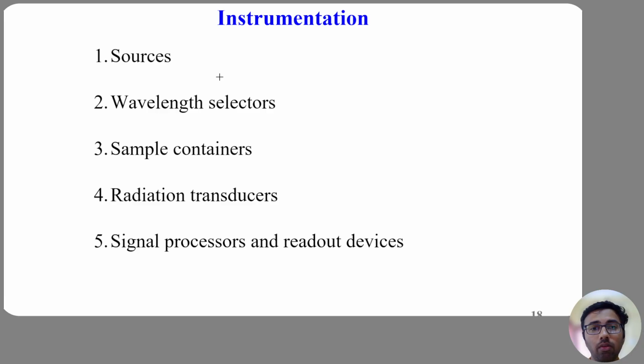This converts photons into electrical signals. And the fifth one is signal processing and readout electronics. These systems amplify signals, remove noise, and finally generate the absorbance spectrum. Over the next few lectures, we will dissect each of these components in detail. Today, we begin with the most fundamental element, the light source. Let us move.